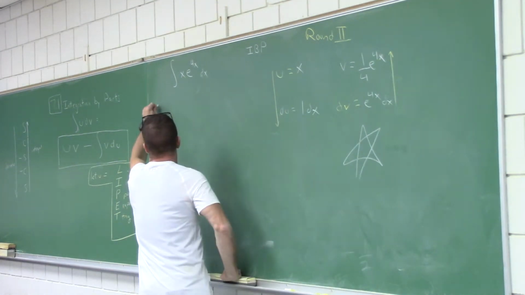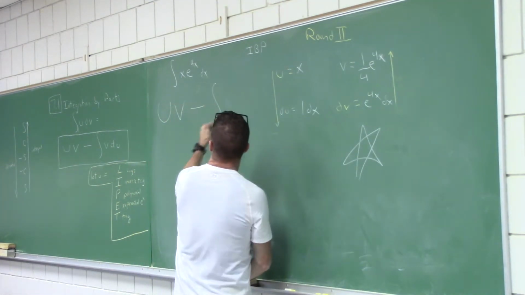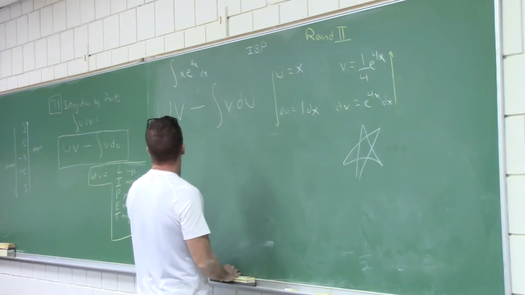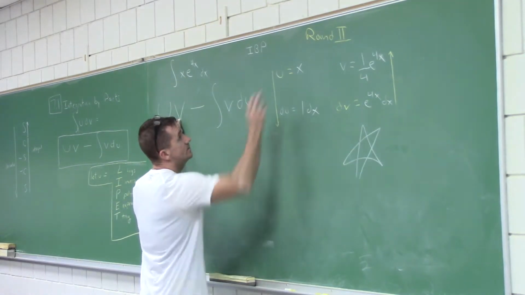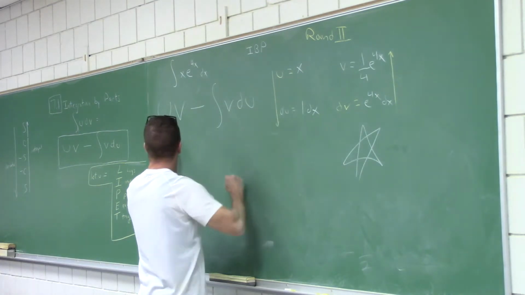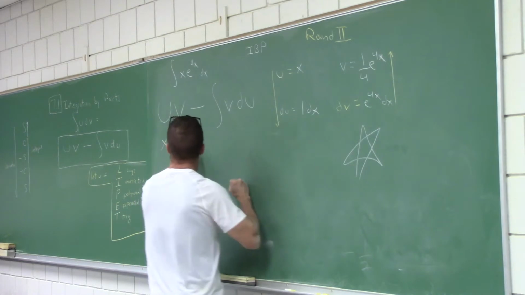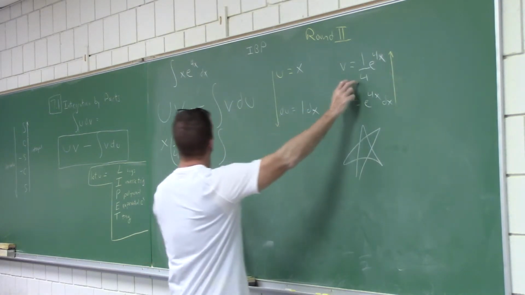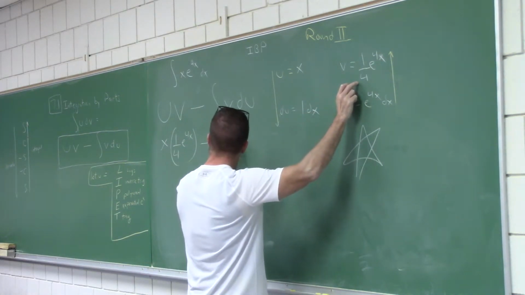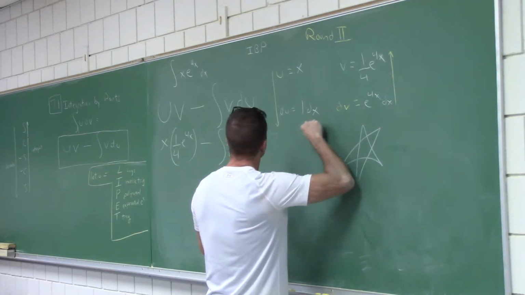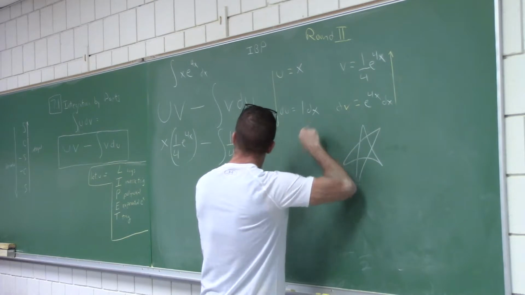All right. u v minus integral v du. u is x. v is 1/4 e to the 4x, minus integral of 1/4 e to the 4x times du, 1 dx.